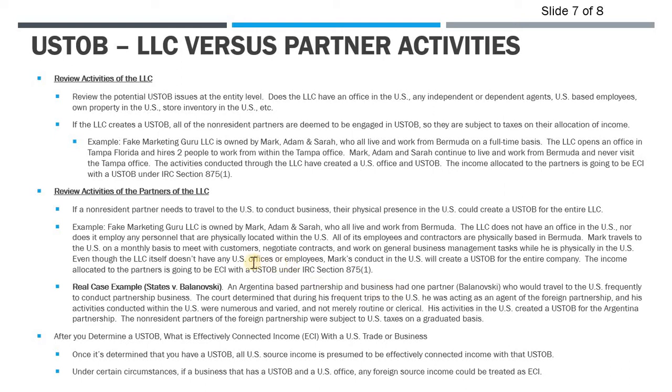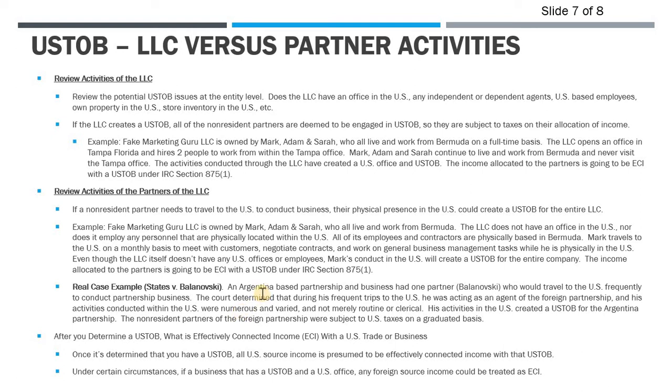So there's no office in the U.S., but he's physically on the ground running around doing all this work. So even though the LLC doesn't have those U.S. offices or employees, Mark's conduct as an owner, as an agent for the business, will create a USTOB for the entire company. So now everybody's roped into this, right? The income allocated to the partners is going to be ECI because we have a USTOB. And this is the real life example here, right? This was the case with an Argentinian company.